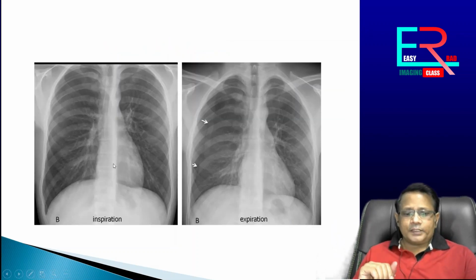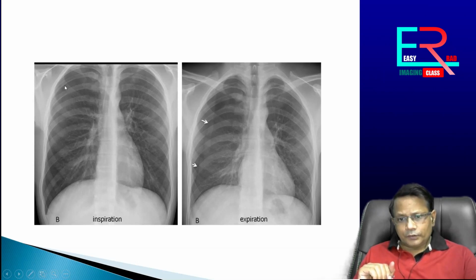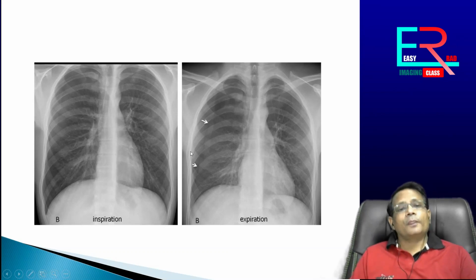Here you can see this is the inspiratory view, this is the expiratory view, but there is a lesion here. You can't appreciate the small pneumothorax in one, but here you can appreciate this small pneumothorax. So in some situations we may need the expiratory film.